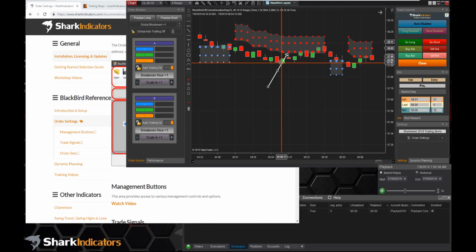So yeah, I'd say you'd need to find a volume profile indicator that can do that, because that's definitely a highly unique scenario, doing something like that. Yeah. So no, unfortunately, Blackbird doesn't do that.